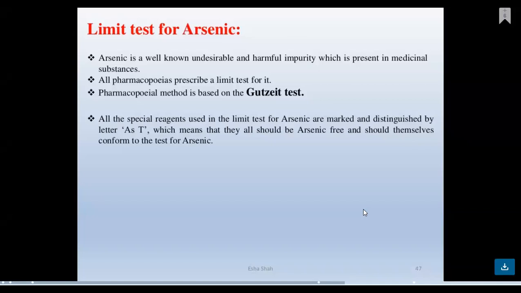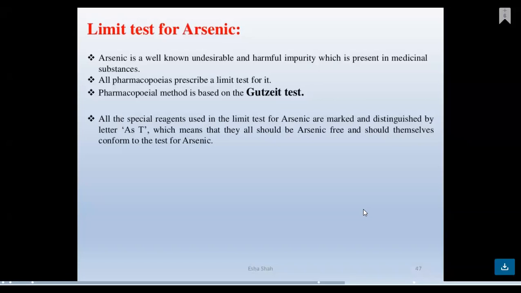So in case of limit test for arsenic, we are going to convert the impurity arsenic into an arsine gas. And this arsine gas will then react with mercuric chloride filter paper and yellow color will occur. For performing the limit test for arsenic, we are going to use a special apparatus which is known as Gutzeit apparatus. Therefore, arsenic limit test is also known as Gutzeit test.